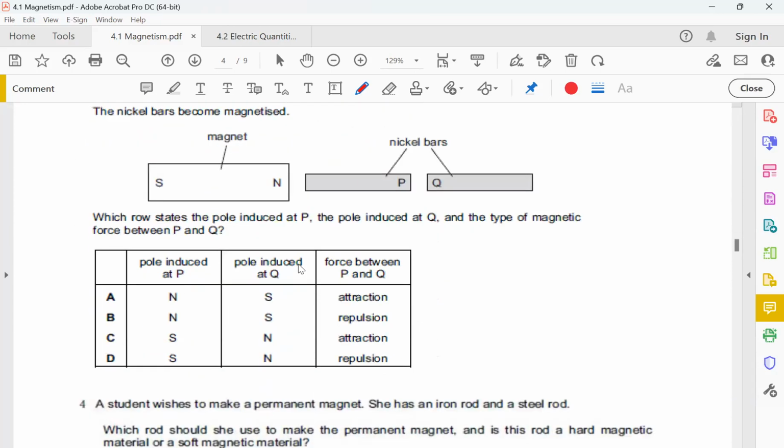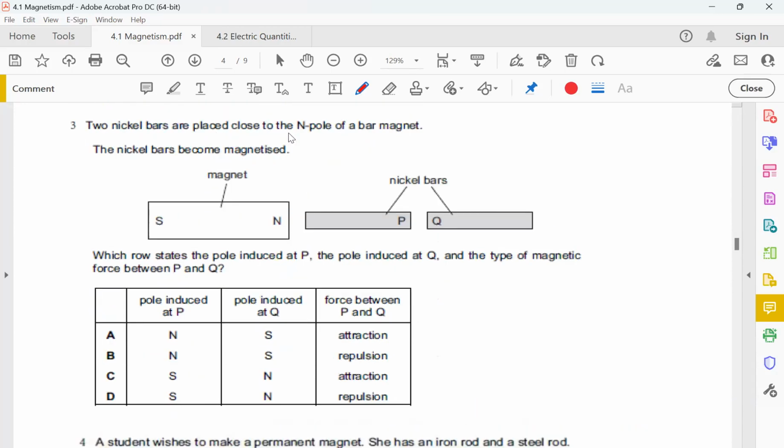Anyways, two nickel bars are placed close to the end pole of a bar magnet. The nickel bars become magnetized, right? So this is the nickel bar and it becomes magnetized. Immediately the opposite here is going to be the south, which means to say here will be north. And if this is north, this north will induce magnetism onto this, and this will be south yet again, and this will yet again be north, right?